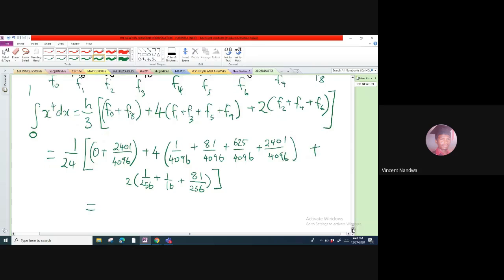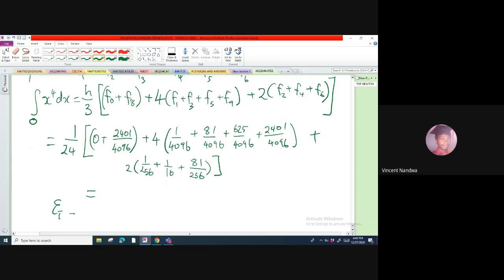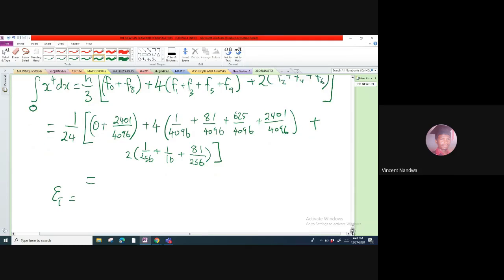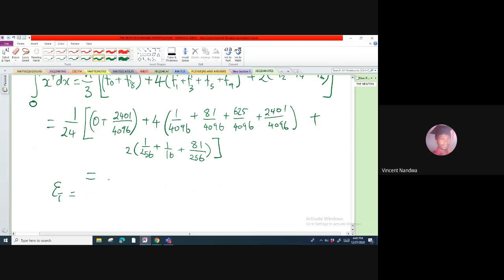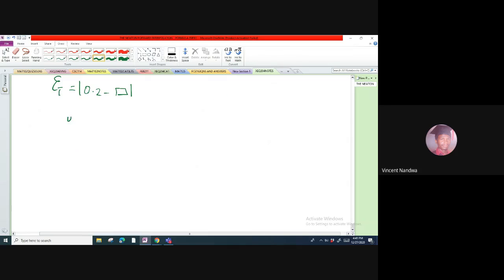And also, with the answer you get, calculate the truncation error, which will be 0.2 minus the answer you have. And then go ahead and calculate the percentage error. It will be given by 0.2 minus the answer you have there, over 0.2, times 100%. You should see that this percentage error must be smaller than the percentage error when you use the same value n equals 8 in the trapezoidal case.